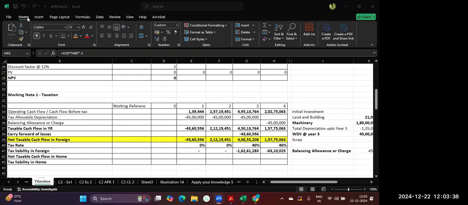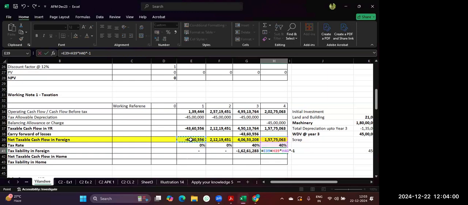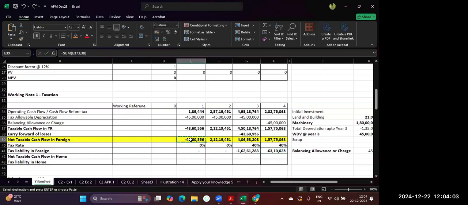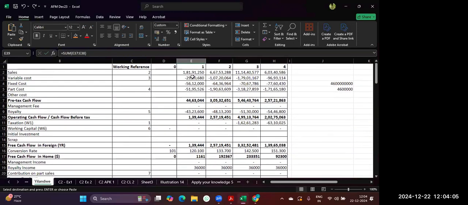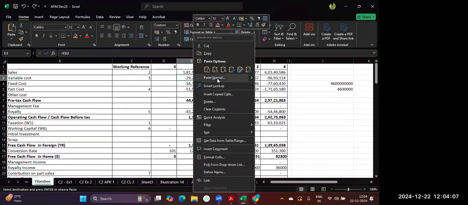Sir, we cannot copy from the calculations and paste it in the pro forma, right? You can do it. You can do a paste special. That's fine. You can type out the numbers also. So how to do the paste special? Why do you want to do a paste special first? See, you just do this. Go to any of the column, right click. There's a paste special. Okay, sir.